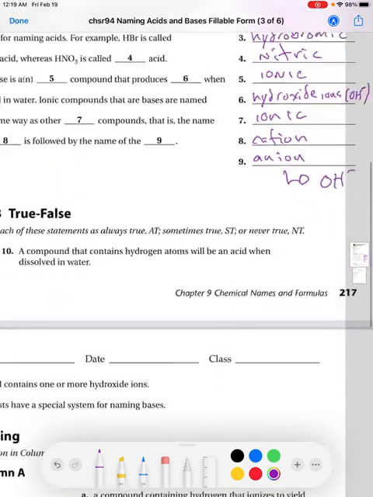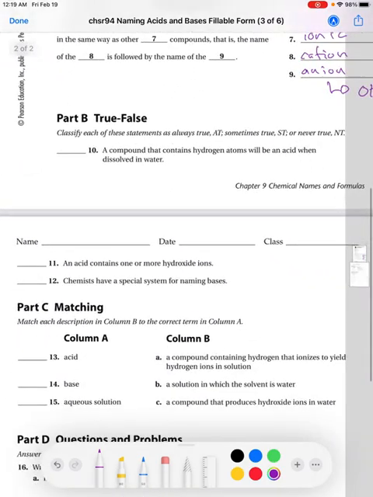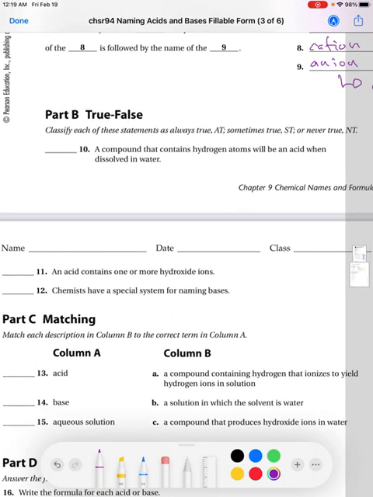So if we move on to our true-false, a compound that contains hydrogen atoms will be an acid when dissolved in water. That's sometimes true. Other compounds contain hydrogen atoms and don't become acids, like many organic compounds. Methane, CH4, contains hydrogen atoms, but it doesn't become an acid because it doesn't have a dissociable hydrogen ion attached to it.